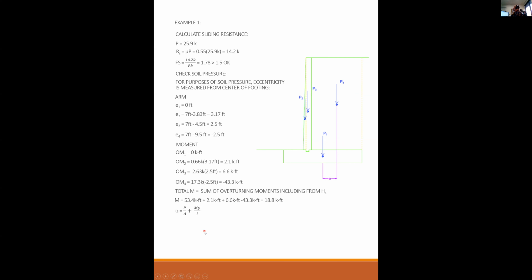So pressure is P over A plus or minus MY over I. P is 25.9. A is 14 by a 1 foot width, is 14 feet squared. Y is 14 over 2, 7. I is BH cubed over 12, which is 1 times 14 to the third over 12, 228.7 feet to the fourth. Therefore, Q, I just plug in all the relevant values, and I get 2.425 kips per square foot, which is less than my allowable soil pressure of 3.5, so we're okay.